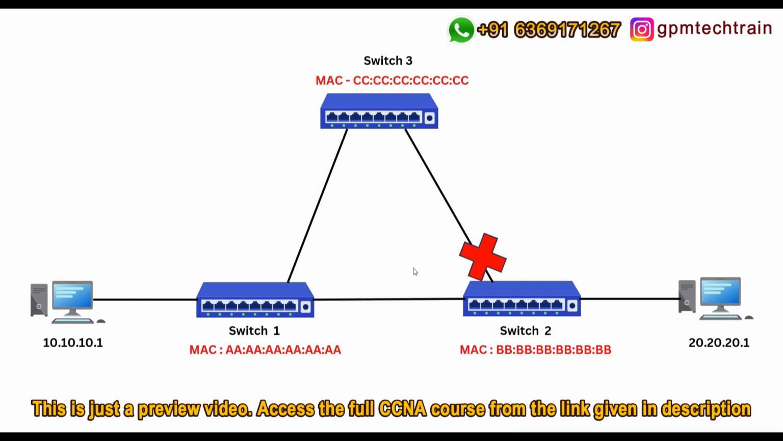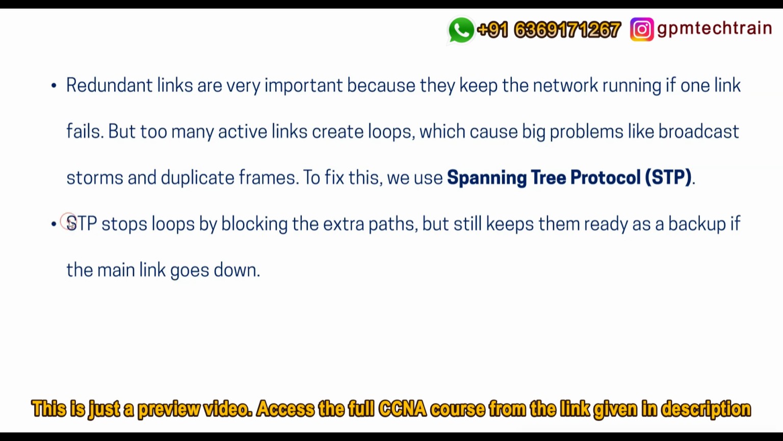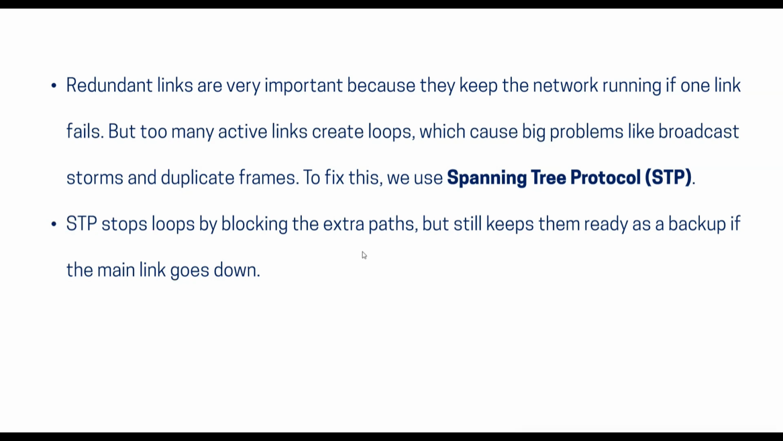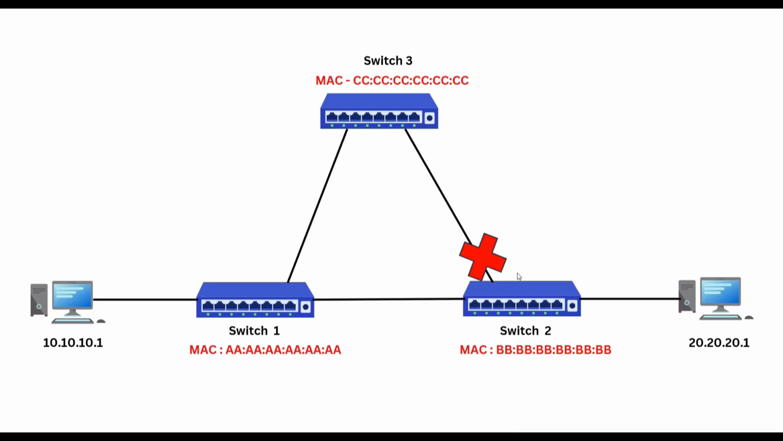Only if there is some issue with this link, and for some reason this link goes down, STP immediately detects that, and to avoid a network outage, it will bring this port operational. Then in that case, the traffic comes to switch 1, goes to switch 3, and then comes to switch 2 to reach here. Else it will keep one port in the blocking state. So this is the very important thing: STP stops the loop by blocking the additional or extra path, but still keeps it ready as a backup. If the main link goes down, it will immediately bring it back.